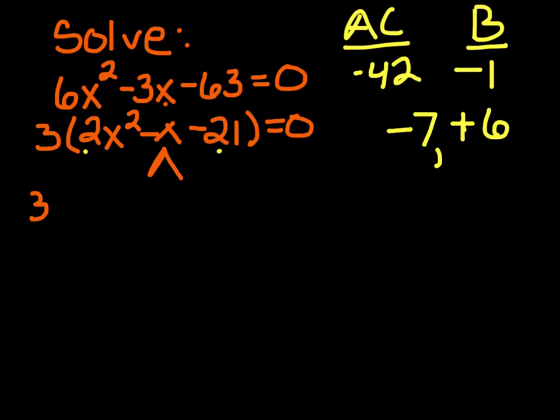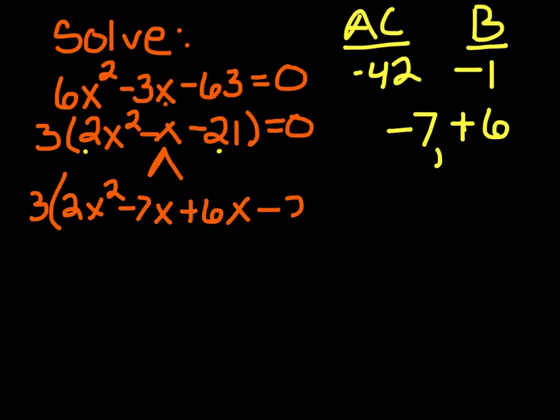Keep the 3, don't forget about him. And then we've got 2x squared minus 7x plus 6x. And no, it doesn't matter. You could write plus 6x minus 7x. It would still give you the same thing in the end, so it's okay either way. And then minus 21. And then we group.